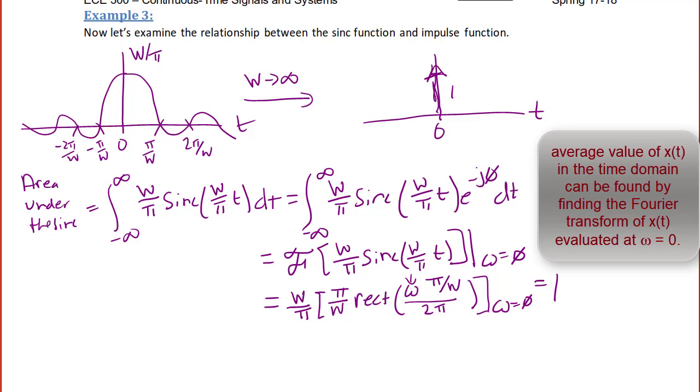So to summarize what we just said, if I integrate a function from minus infinity to infinity, x of t dt, which is the area under the curve, I can also find it by finding the Fourier transform of x of t and evaluating it at omega equal to 0. So now let's prove this again for example 2. What we had in example 2 is we had a shifted sinc function.